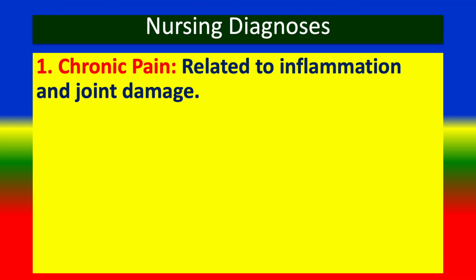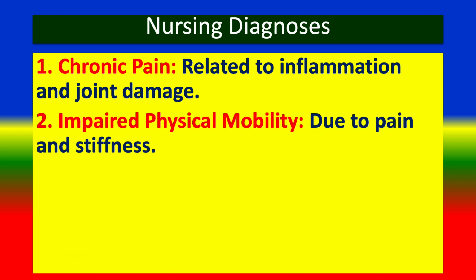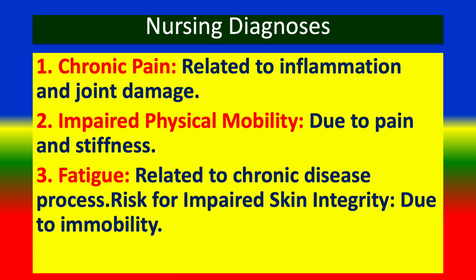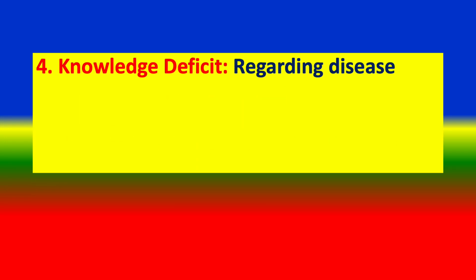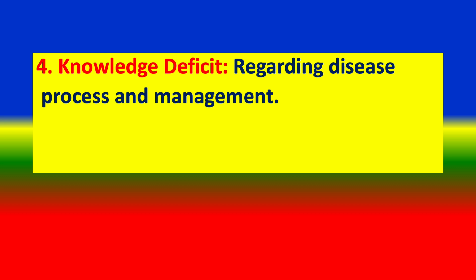Nursing diagnosis. 1. Chronic pain related to inflammation and joint damage. 2. Impaired physical mobility due to pain and stiffness. 3. Fatigue related to chronic disease process, and risk for impaired skin integrity due to immobility. 4. Knowledge deficit regarding disease process and management.